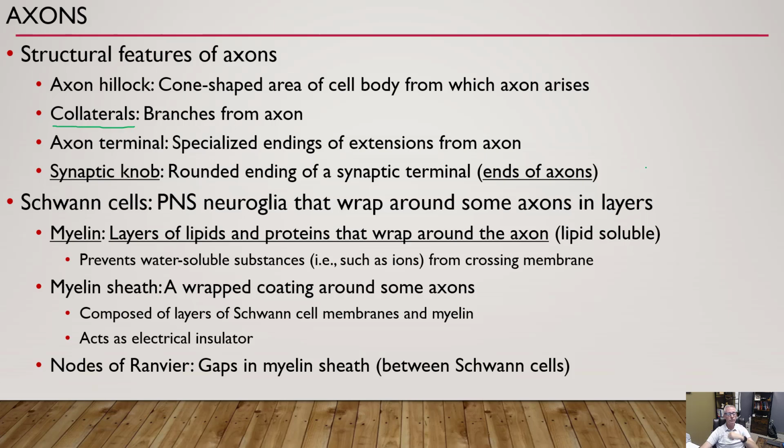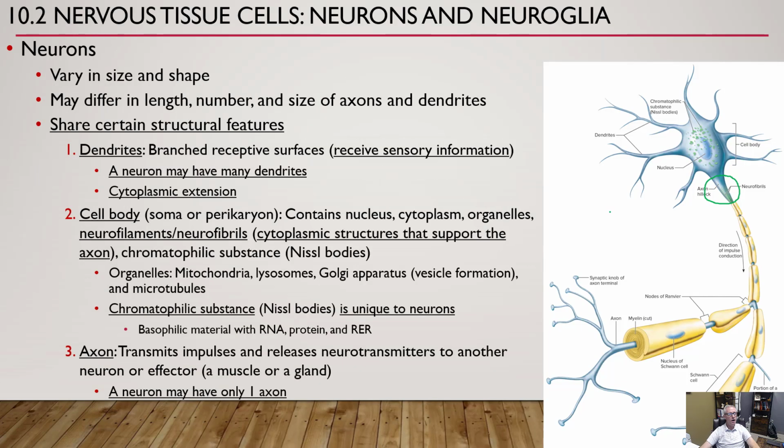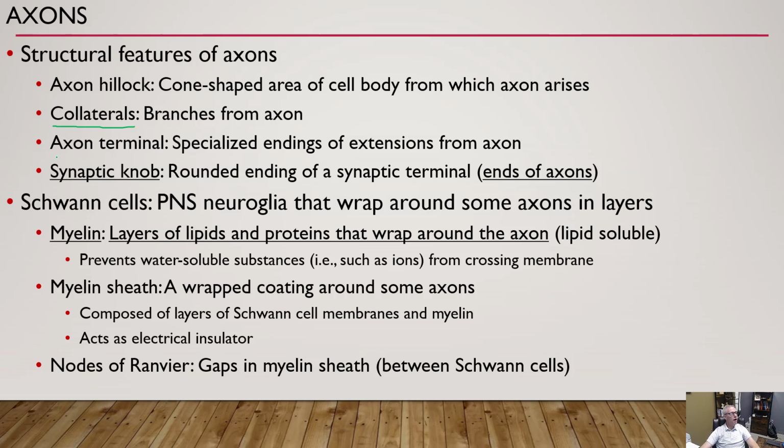So collaterals are those branches of the axon. Here we have some collaterals, many collaterals. So lots of collaterals. We saw last chapter that axon terminal.